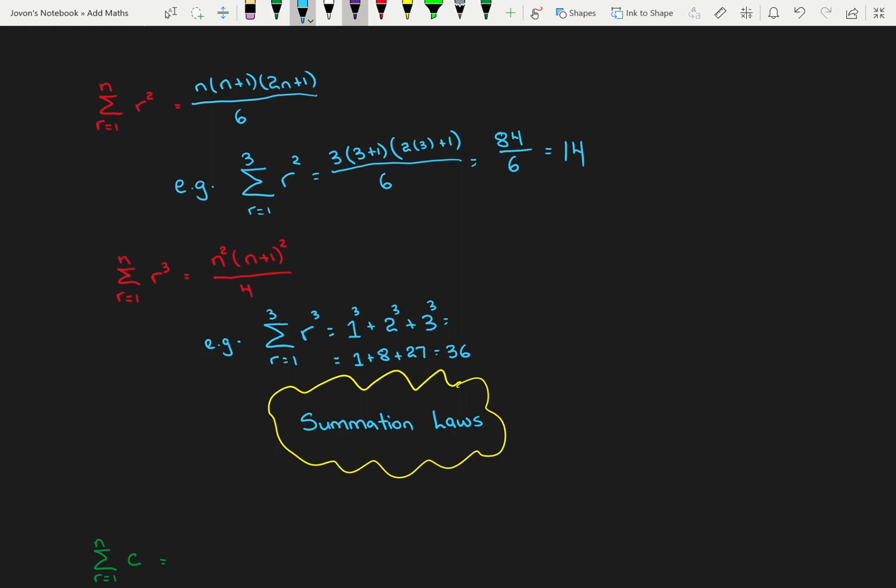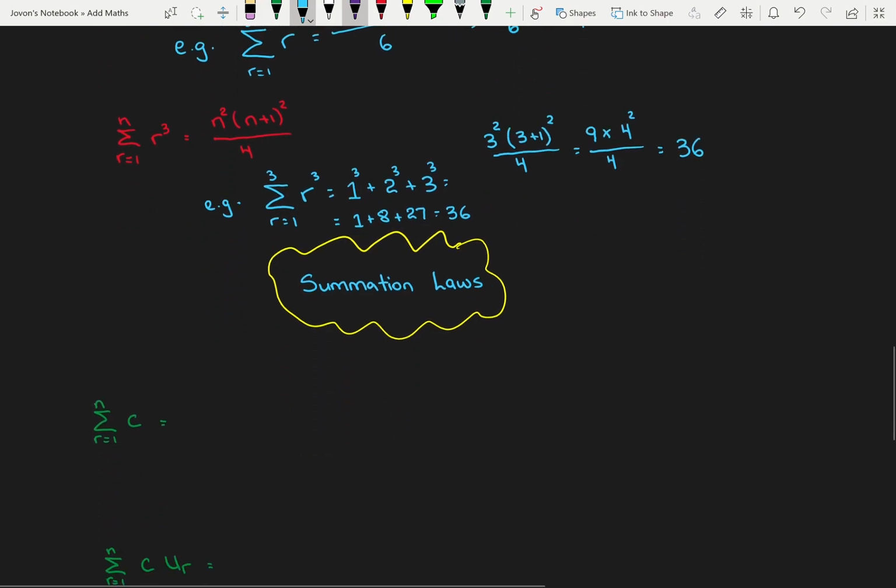which is equal to 36. Okay, so let's see if we use the equation now and get the same answer. So what this equation says is that it will be 3 squared into 3 plus 1 all squared all over 4, which is equal to 9 times 4 squared over 4, which is equal to 36. So we get the same answer. So this proves that the equation works. Again, remember, all this says is that we add 1 cube plus 2 cube plus 3 cube.